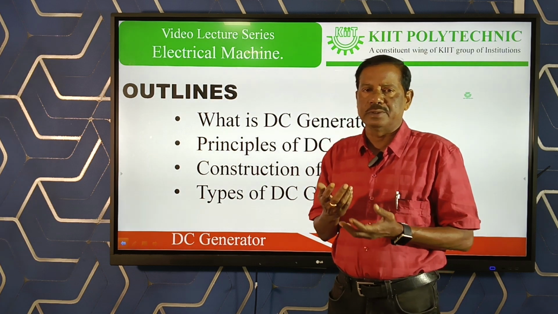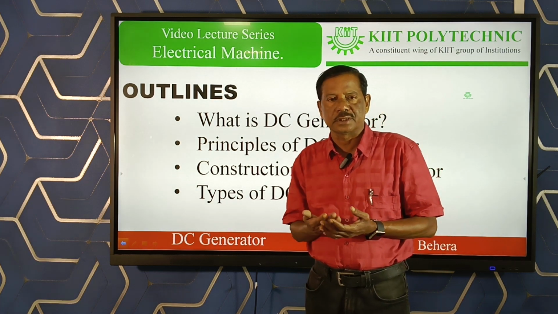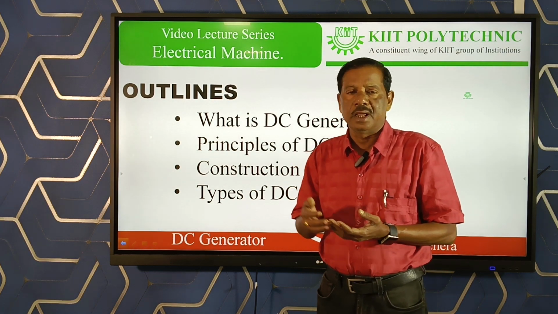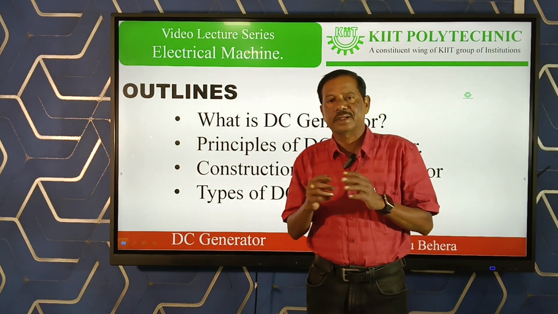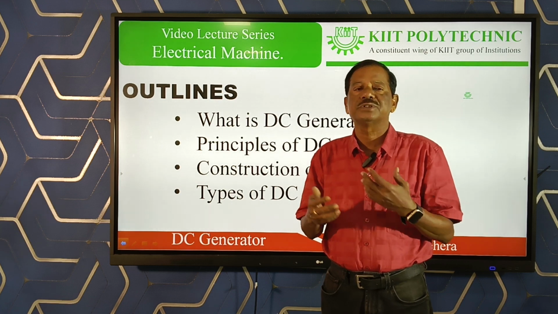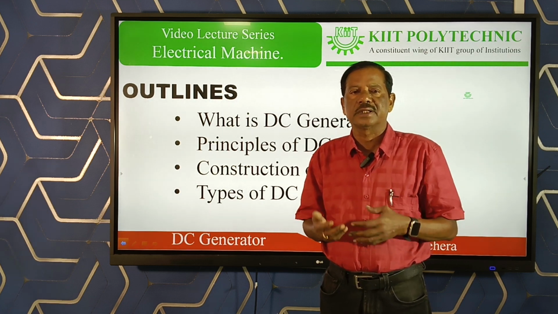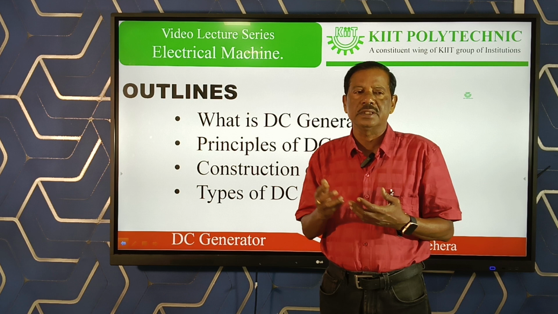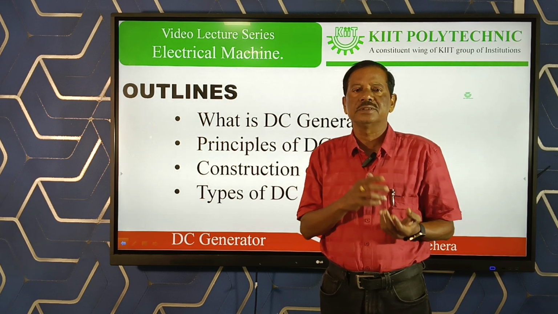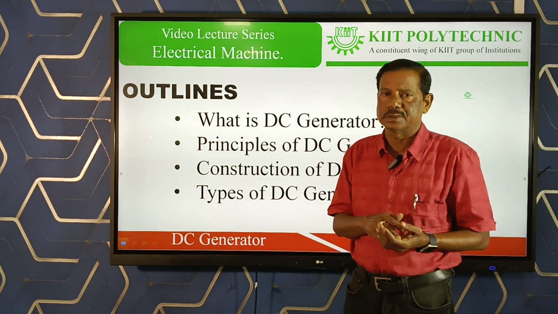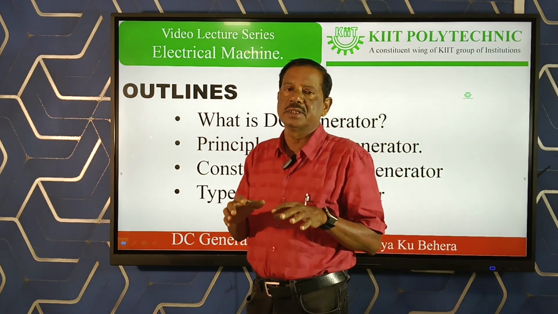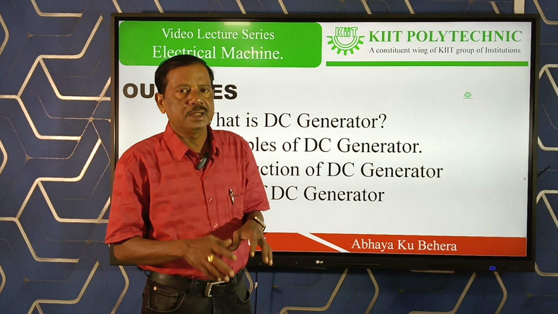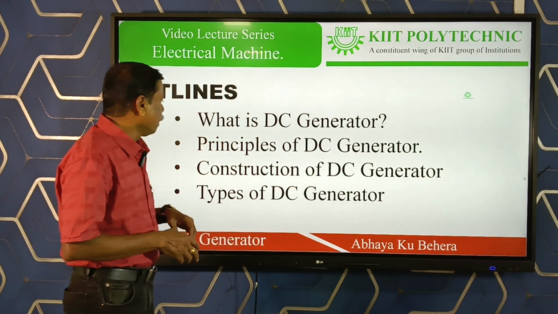We use two types of electrical energy: one is alternating current, another is direct current. And today we are going to discuss the direct current generator. A generator is a machine which converts one form of energy into electrical energy, and the output of this generator is DC, so we say it is a DC generator.